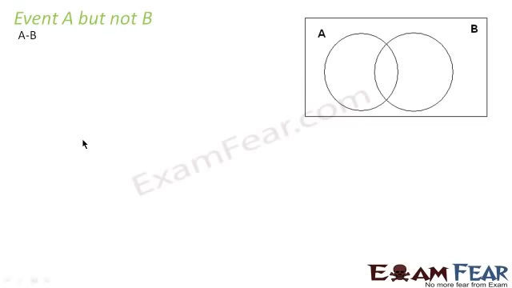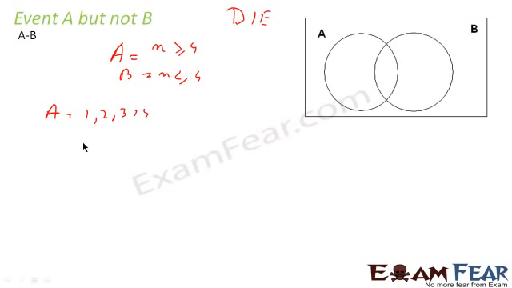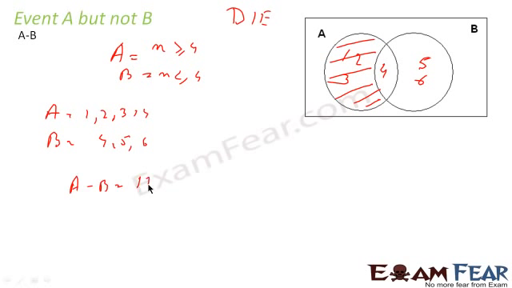Similarly, A but not B. Let's take the same scenario wherein A is n less than or equal to 4 and B is n greater than or equal to 4. Here also we are talking about a die. So A is equal to 1, 2, 3, 4 and B is equal to 4, 5, 6. Let's represent this here: 4, 5, 6, with 4 common, and 1, 2, 3. Now when I say A minus B, I want to say all the part of A which is not there in B. So we are taking A and subtracting the part which is common to A and B. Here A minus B is equal to 1, 2, 3.